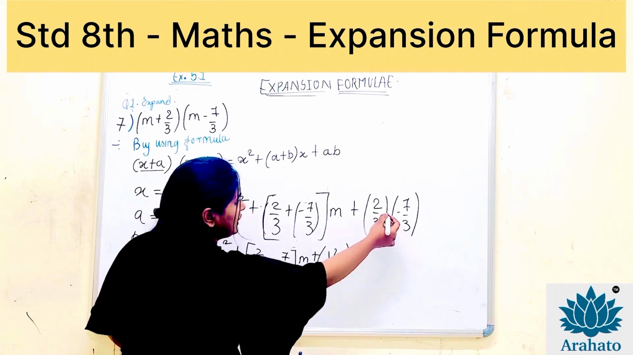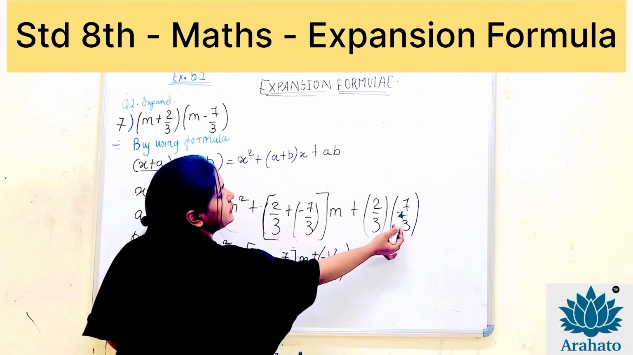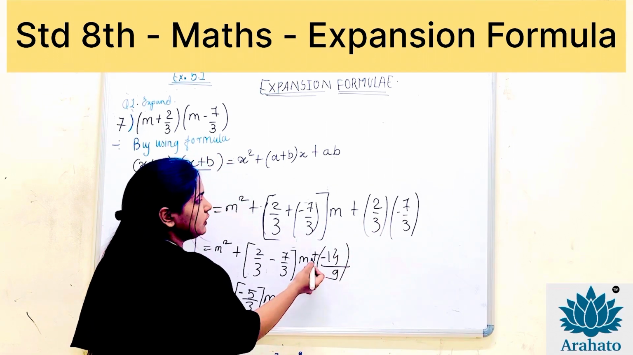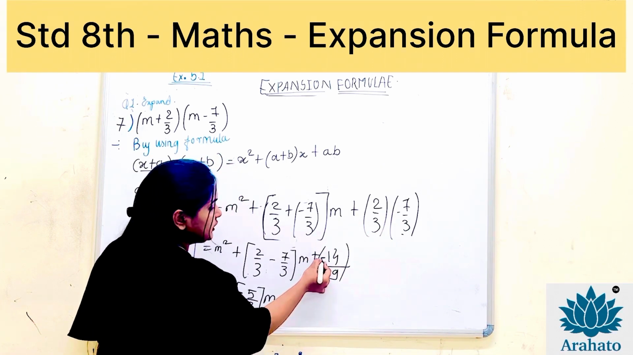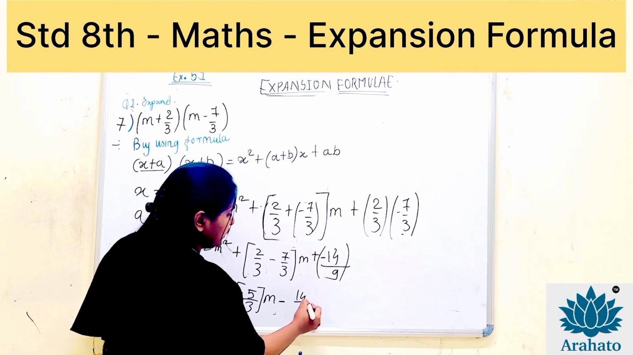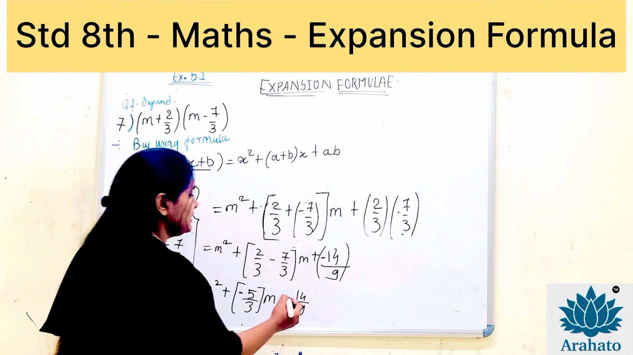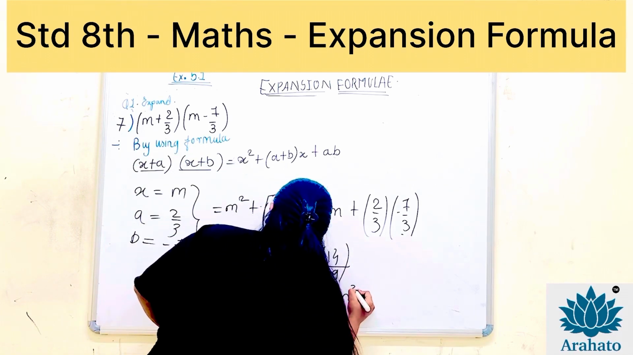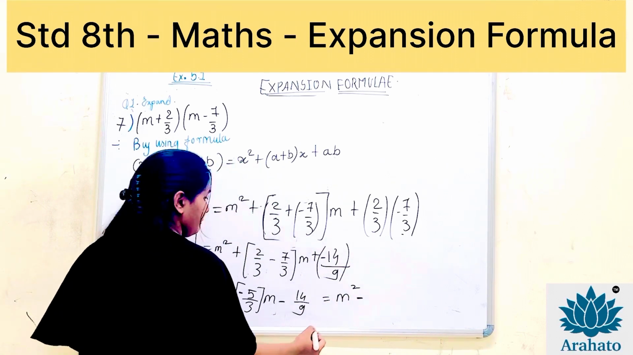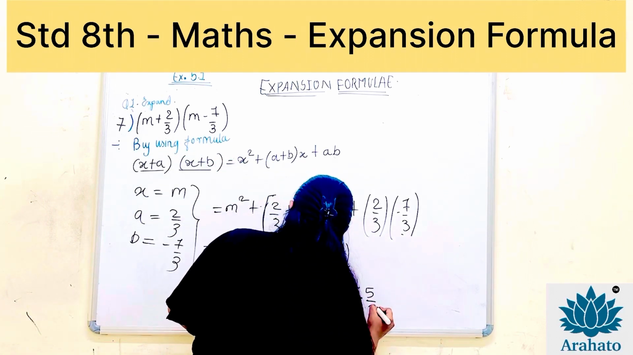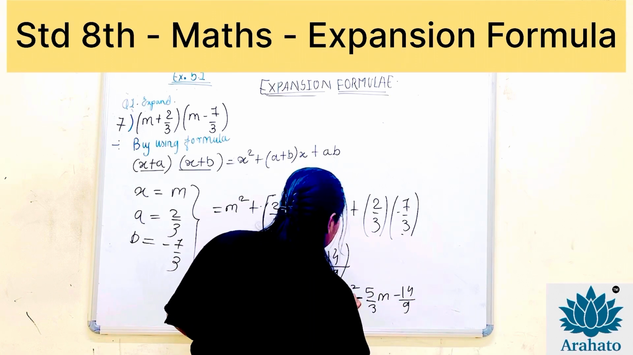Here it will come 7 into 2 is equal to 14, minus 14. 7 into 2 is equal to minus 14 because this term is minus, so plus into minus is minus 14 upon 9. So this is the answer. This answer will get converted into m square, plus minus is minus, 5 by 3 m minus 14 upon 9. It's very easy.